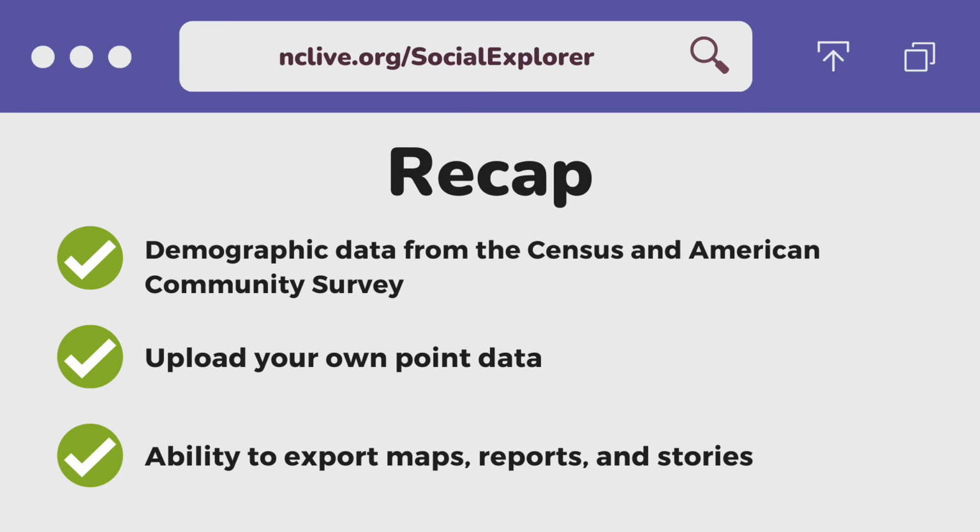Here are the highlights for using Social Explorer. You have demographic data from the census and the American Community Survey at your fingertips. These are 2 major sources in the platform, and they can help you find data not only at the county level, but also at the level of census tracts and block groups within a county. You can upload your own point data to the platform. This allows you to have a layer of custom points on a map.